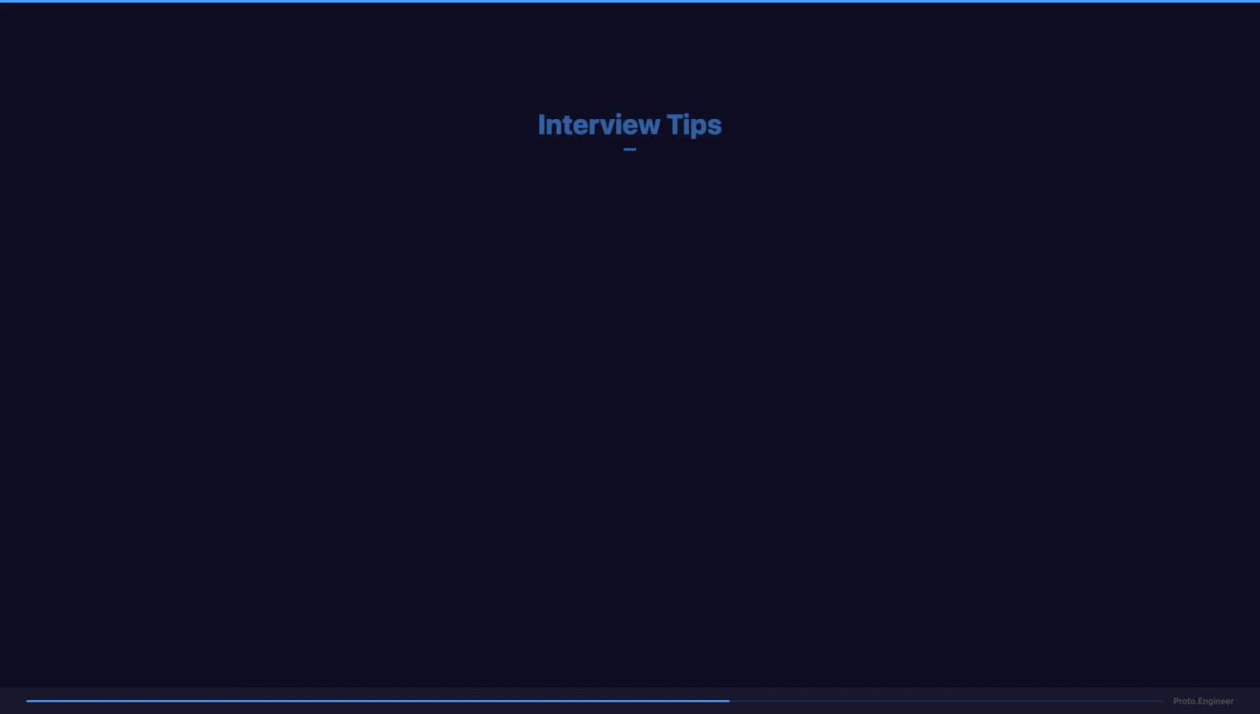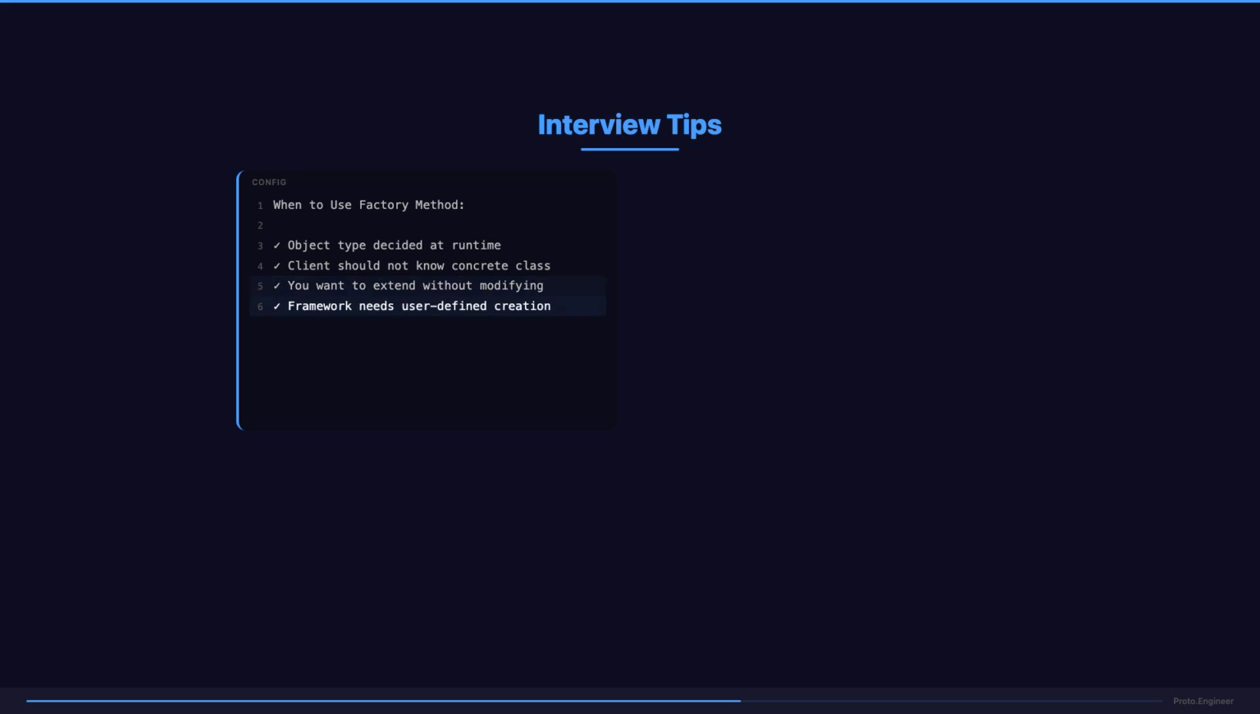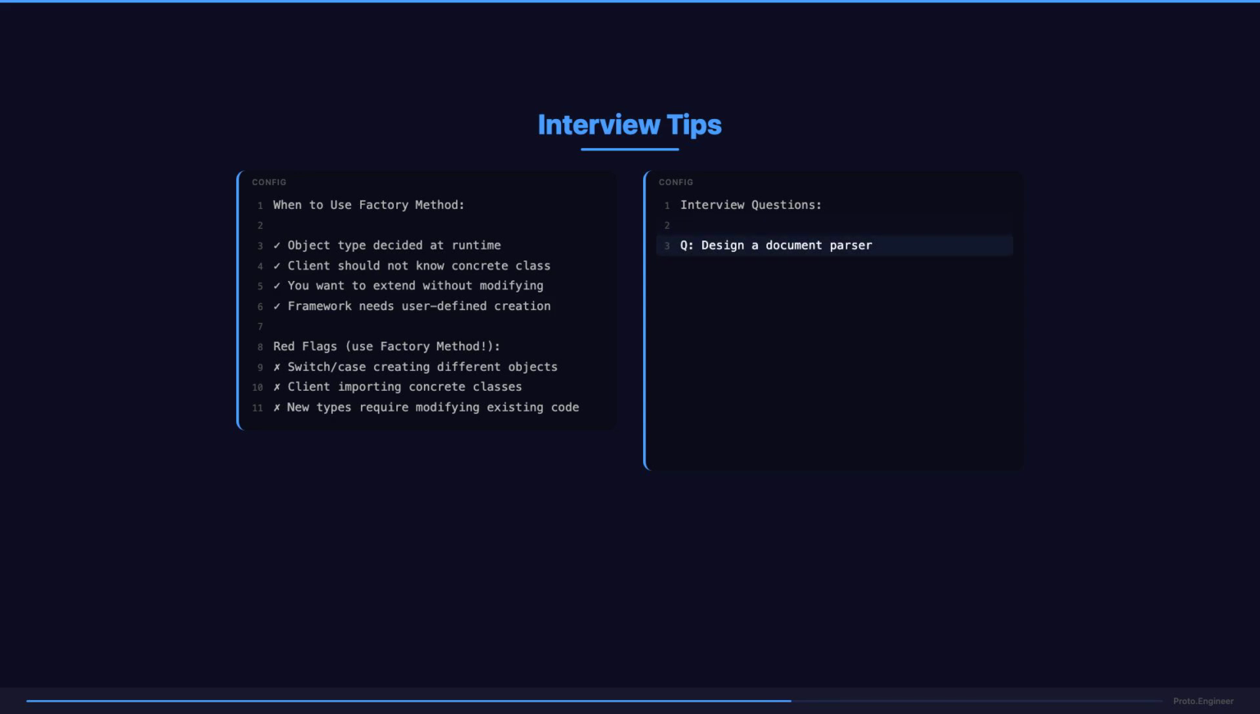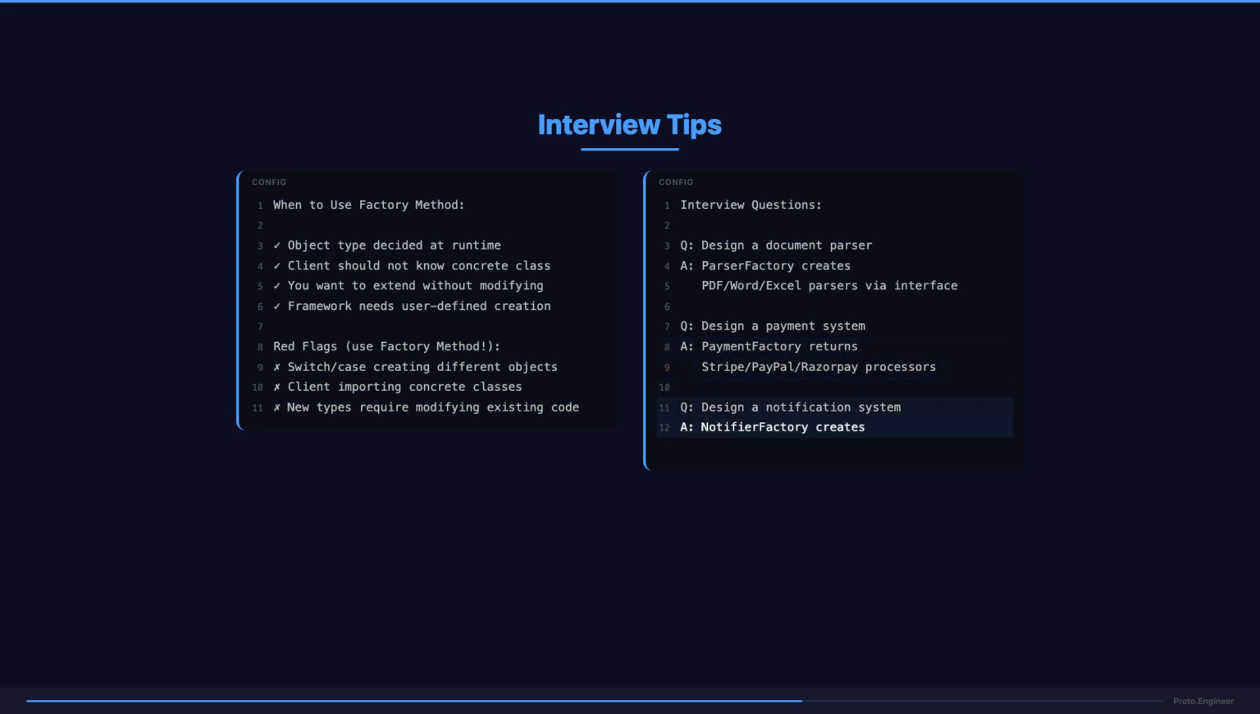When to use factory method. When the object type is decided at runtime based on configuration or input. When client code should not know the concrete class it uses. When you want to extend the system with new types without modifying existing code. When a framework needs to let users define their own object creation. Red flags that scream use factory method. A switch case or if-else chain that creates different objects based on a type parameter. Client code that directly imports and creates multiple concrete classes. Adding a new type requires modifying existing functions.